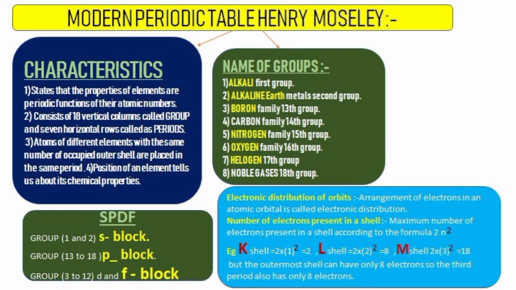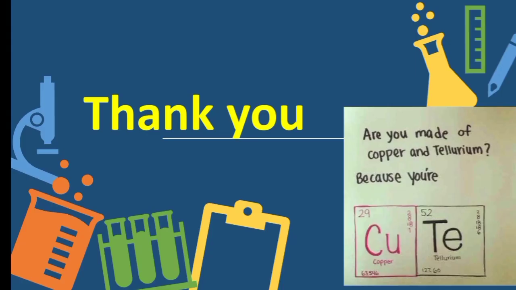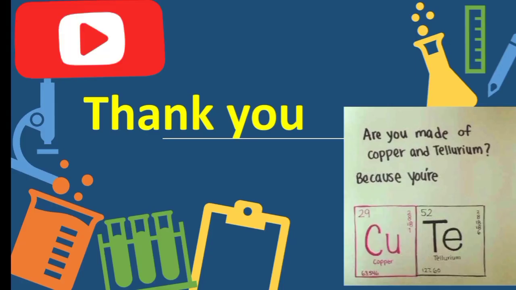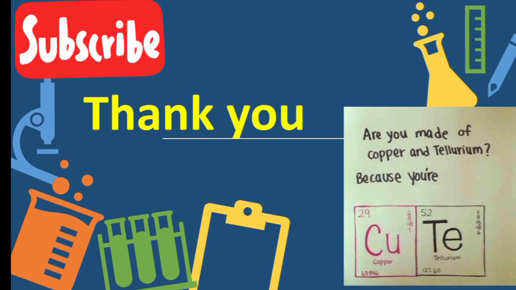And next was the trends in the modern periodic table, that was explained with the help of a chart, or you can say with the help of a table. So children, now we are done with the periodic classification of elements, your chemistry lesson.